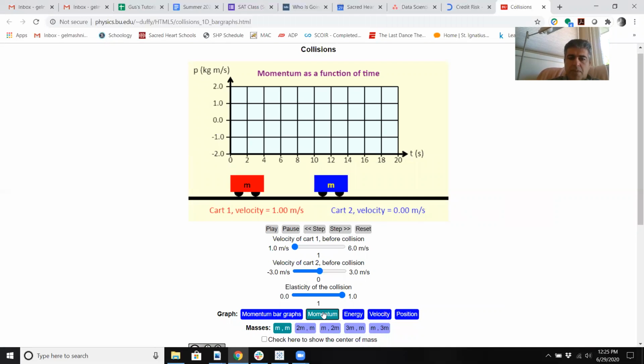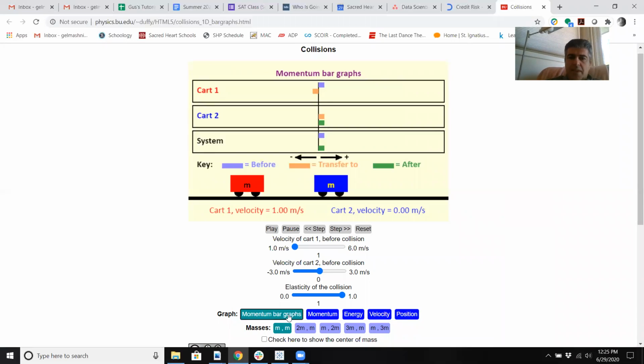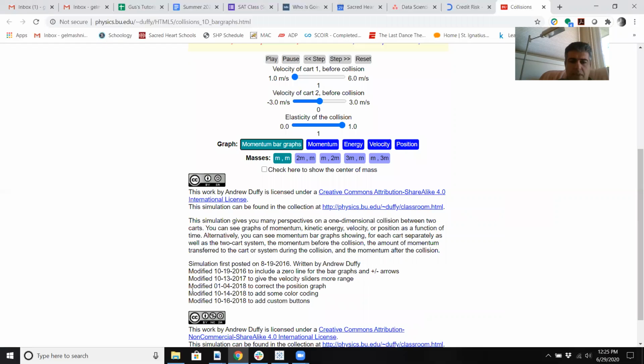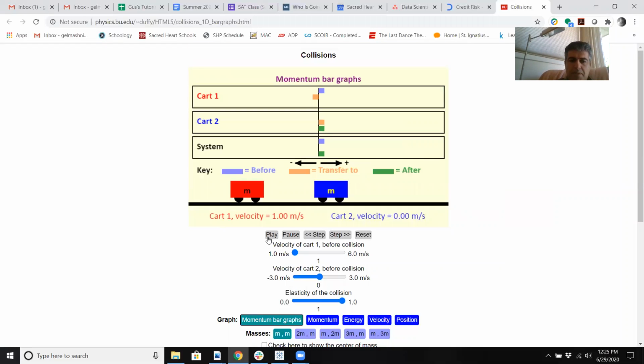We could look at a momentum versus time graph, energy versus time, velocity versus time, position versus time. But I think we'll do this instead. So we can see how the momentum changes, and the blue is before, the orange is the transfer, and the green is after. Okay. So I think we're ready to play this and see what happens.